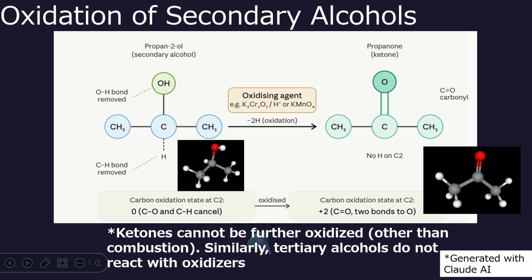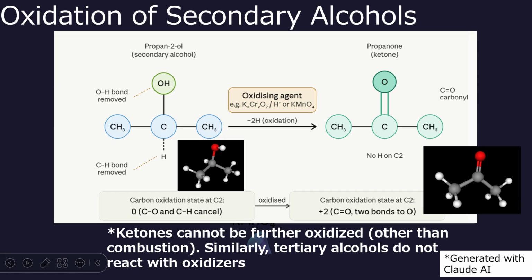We can add our oxidizing agent, potassium dichromate or potassium permanganate, and we will end up removing 2 hydrogen atoms from our structure, and we get a carbon-oxygen double bond in the middle. So it looks very similar to the aldehyde, and it is, but here it's known as a ketone, propanone. And ketones cannot be further oxidized. We cannot keep adding oxidizing agent and try to get more oxygens on this central carbon. It just doesn't go any further.